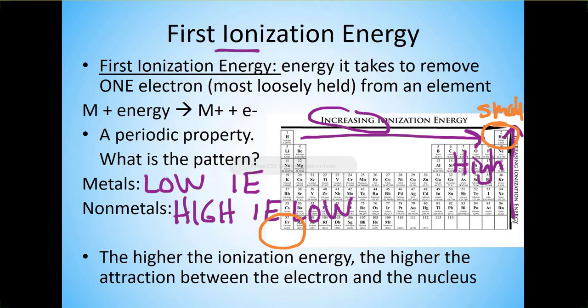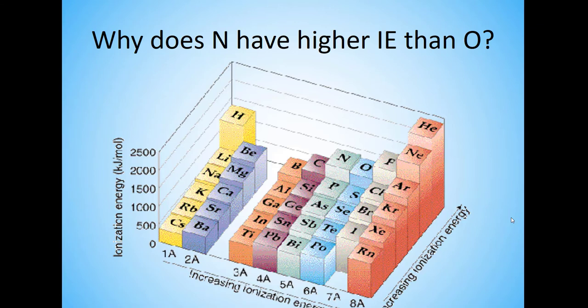So again, nonmetals have very high ionization energy, or that is the energy to remove an electron, and metals have a very low ionization energy. All right, this is a graph that uses the height of the column to show the amount of ionization energy.